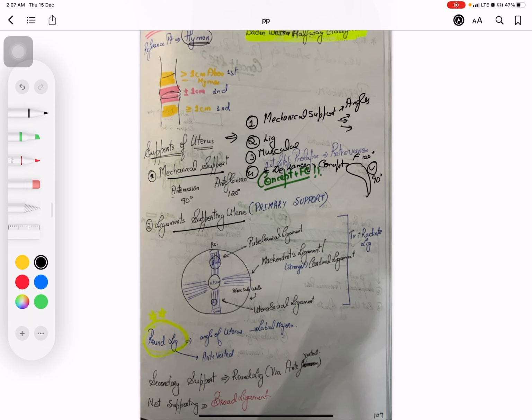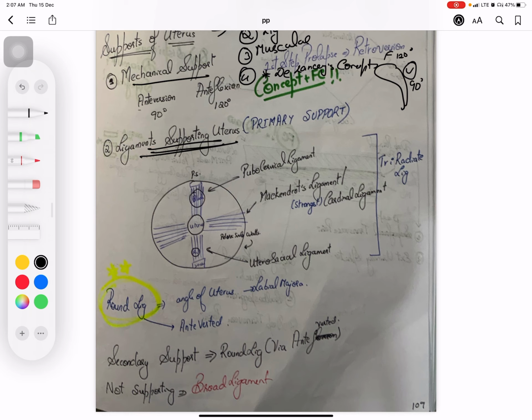Okay. After this, we have the ligaments which support this one, and ligaments form the primary support of the uterus. So the ligaments which support the uterus are very nicely drawn here. Laterally we have the Mackenrodt's or the cardinal ligaments. Posteriorly we have the uterosacral ligament. Anteriorly we have the pubocervical ligament. Okay, so these form the triradiate ligaments.